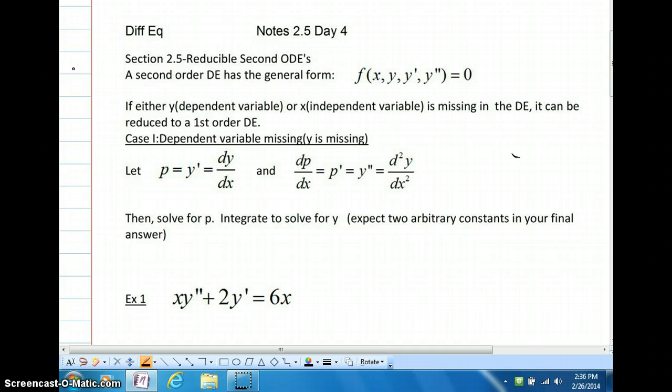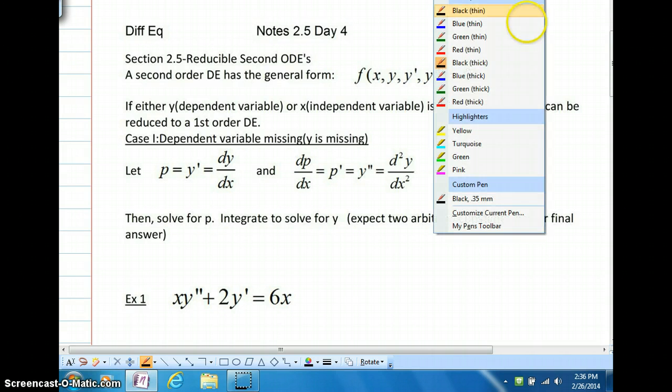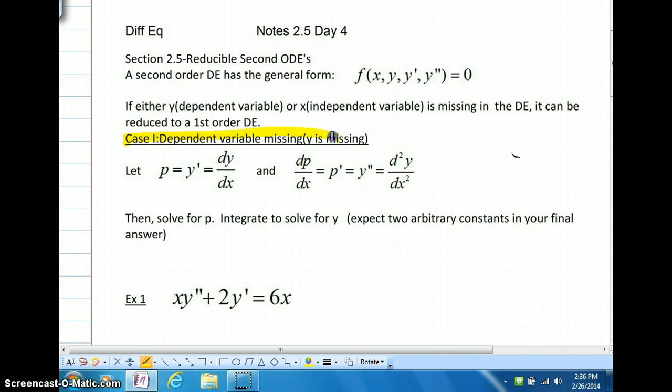Different textbooks do include something like this because, believe it or not, what we're going to do is change a second order differential equation into a first order one by a substitution. So here's what's going on at the heart of it. Let's just say there are two cases here. I want to do this quick. Case one: y is missing, but we do have a differential equation involving y prime and y double prime. But y itself is missing.